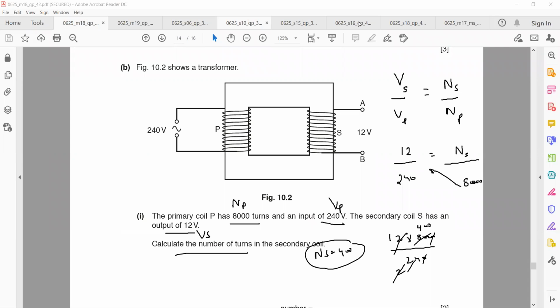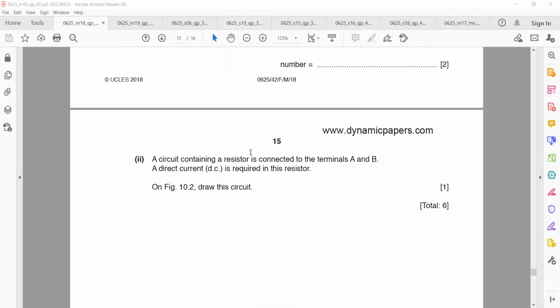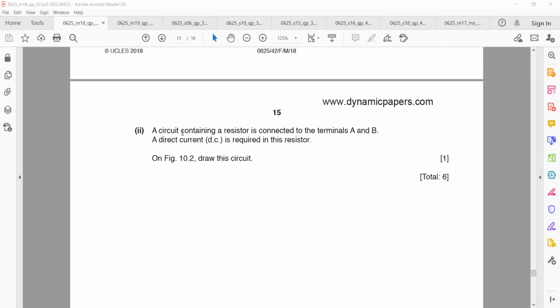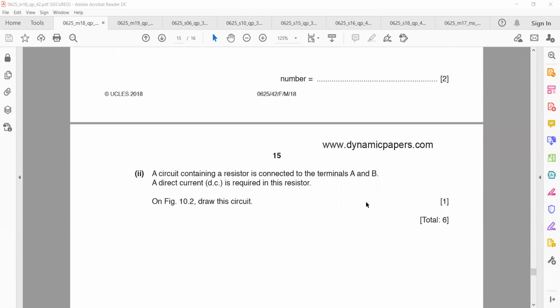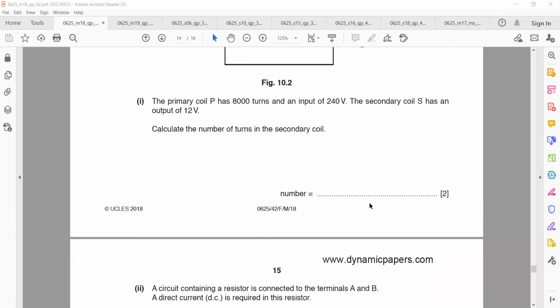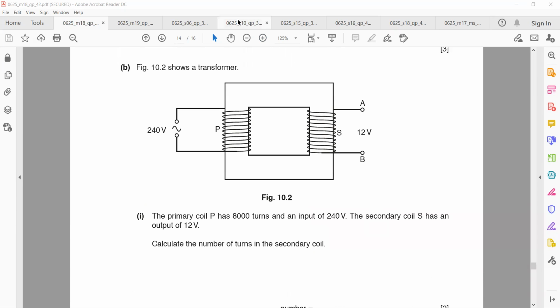The next part, the current containing a resistor is connected to terminal AB. A direct DC is required. Actually, that's related to circuit components that we will discuss. Because if a transformer input is AC, the output is also AC. So it will be 12 volt AC. And there's a component which can be used to convert AC to DC that we will discuss in circuit components. That's why I'm not answering the next part.